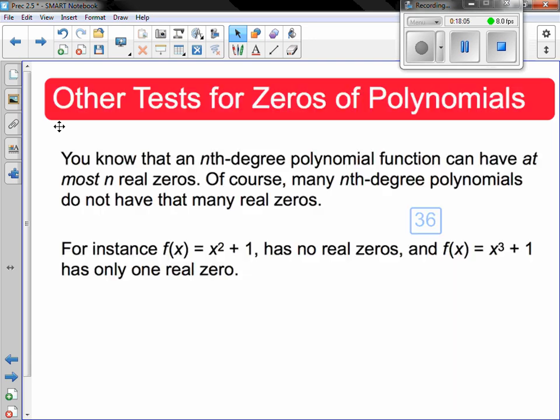Other tests for zeros. You know that an nth degree polynomial function can have at most n real zeros. Of course, nth degree polynomial functions do not have that many zeros. For instance, x squared plus 1 has no real zeros. And f of x equals x cubed plus 1 has 1. So they can have at most the degree value, but they don't have to.